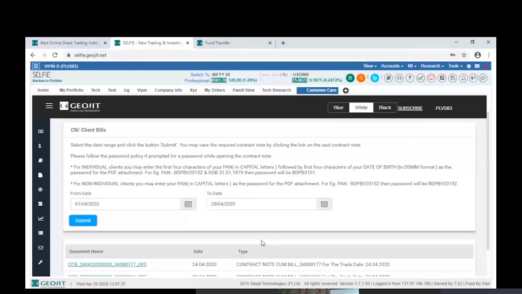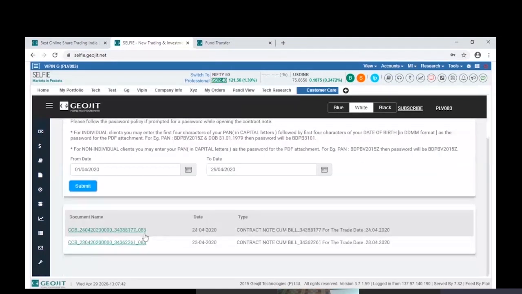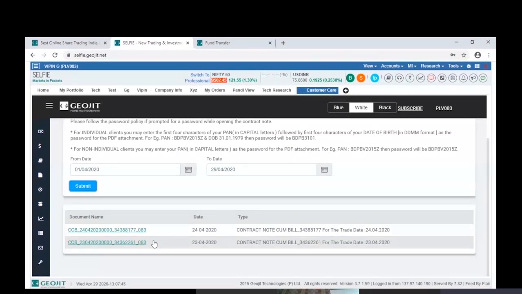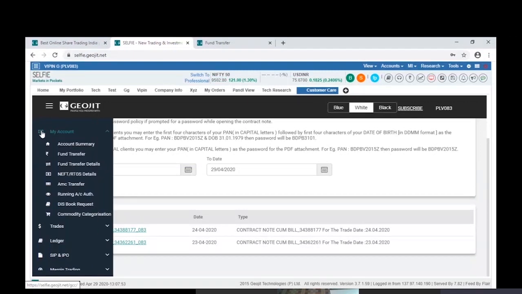As you know, for online trading, Geojit is offering a competitive brokerage of 0.03 percent for speculation and 0.30 percent for delivery. So you can look into the contract note to see the final charges that we have applied on the transactions. Similarly, we have shown how we can bring money to Geojit.